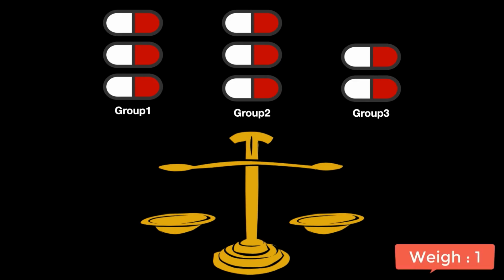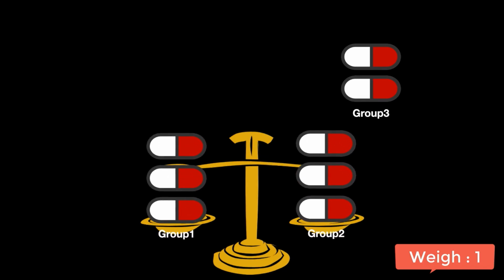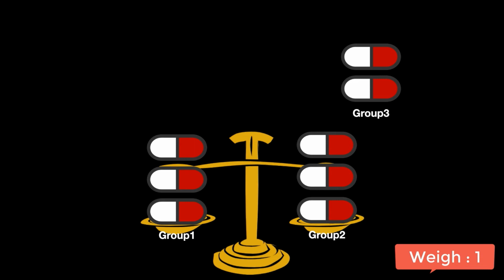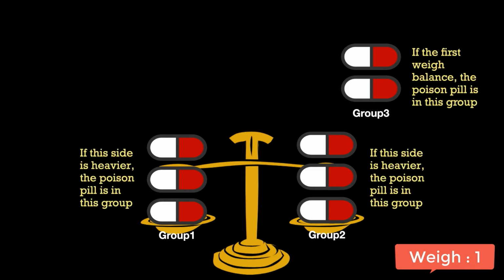For your first weighing, put 3 pills on one side and 3 on the other, leaving 2 set aside. If one side is heavier, the poisonous pill is in that group, but if they are the same, it's in the 2 set aside. If the weight balances, then group 3 contains the poisonous pill. If they are different, the heavier group contains the poisonous pill.